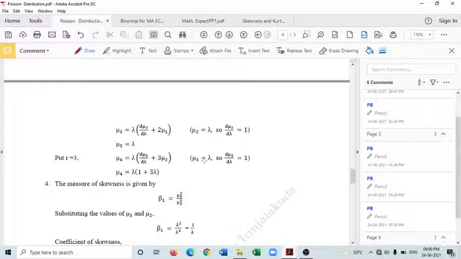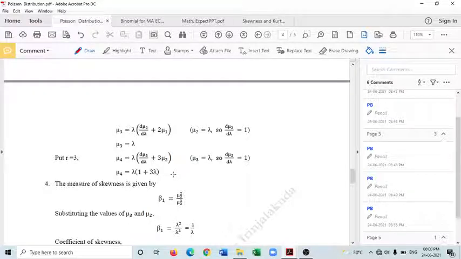We know that mu 3 equals lambda. So its derivative with respect to lambda is 1. So mu 4 equals lambda into 1 plus 3 lambda. That is, this d mu 3 by d lambda is 1, plus 3 into lambda. In short, the fourth central moment is mu 4, that is equal to lambda into 1 plus 3 lambda. So these are the four central moments of Poisson distribution.